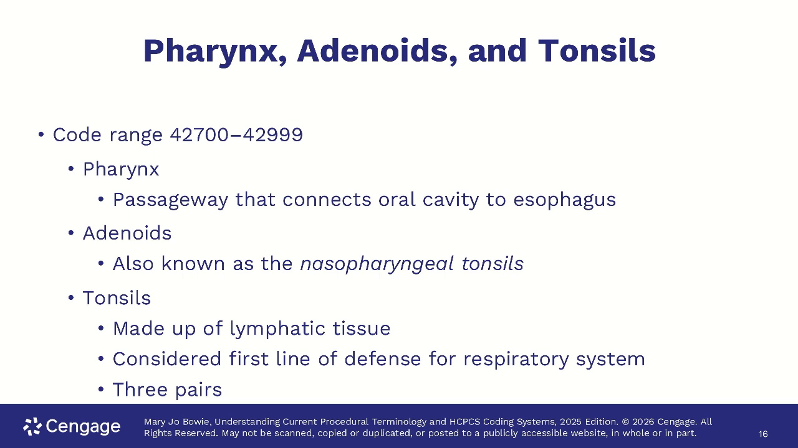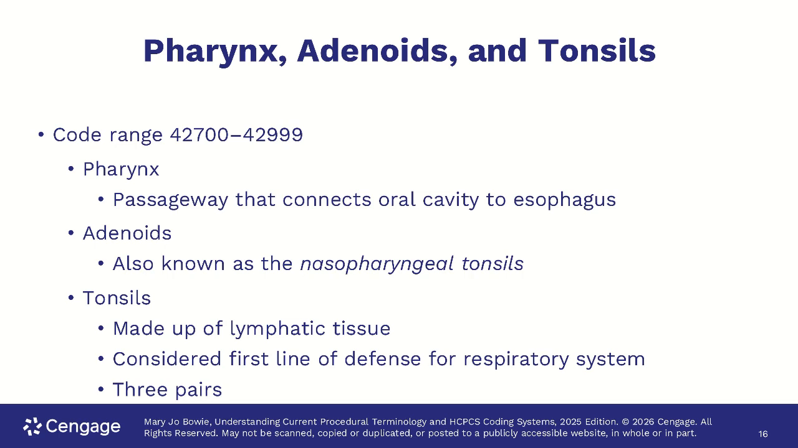All righty. Next up, the pharynx, the adenoids, and the tonsils. So the pharynx is a passageway that connects the oral cavity to the esophagus for the digestive system, but it also is shared with the respiratory system because it connects the larynx to the respiratory system. So I always remember PLT. PLT, pharynx, larynx, and trachea.